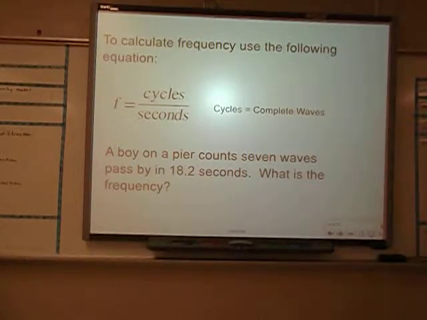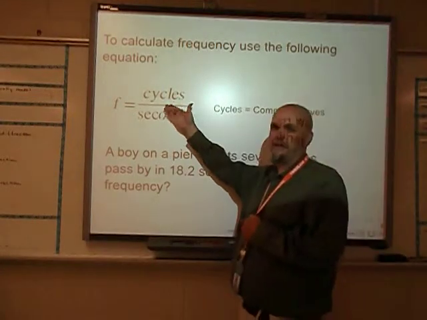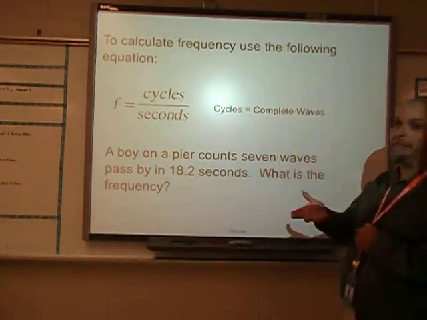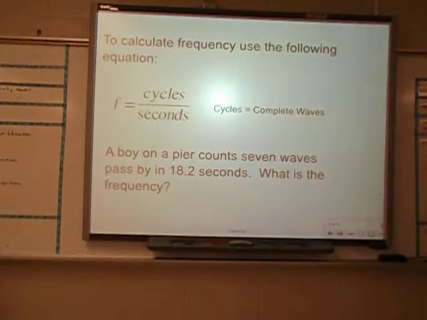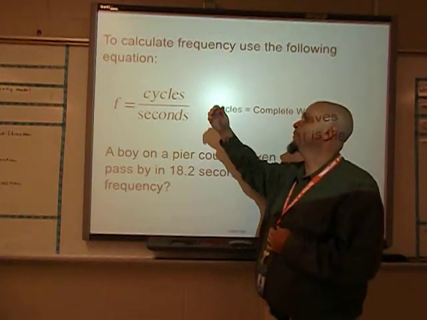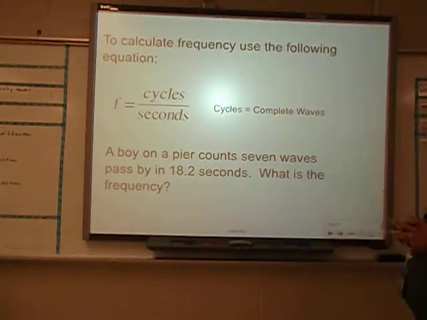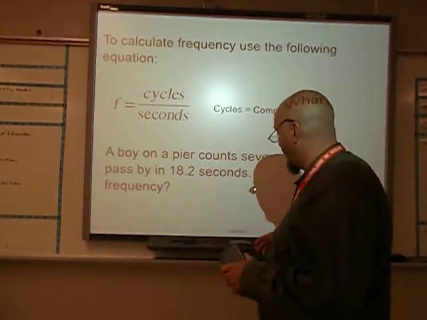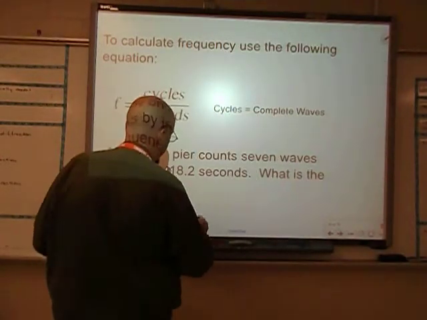We use the general term cycles because there are other things that have frequency. A pendulum, for example, has a frequency. So we wouldn't want to say waves up there. We just say cycles as a general term. In this unit, because we are working with waves, it is simply the number of waves divided by the number of seconds. So a boy is standing on a pier. He counts 7 waves pass by in 18.2 seconds. We want to know what the frequency is.